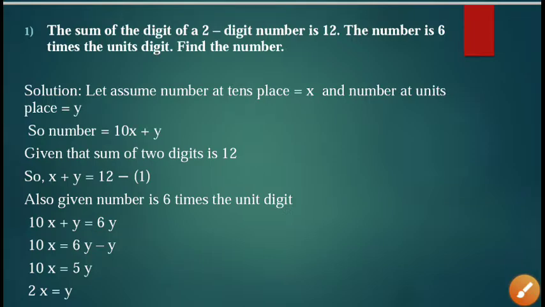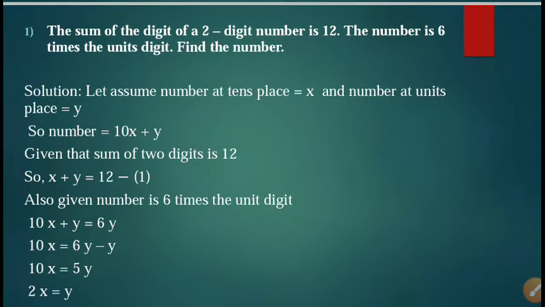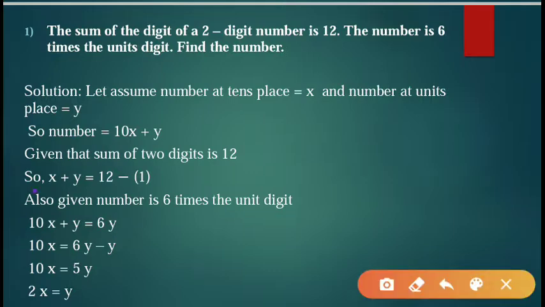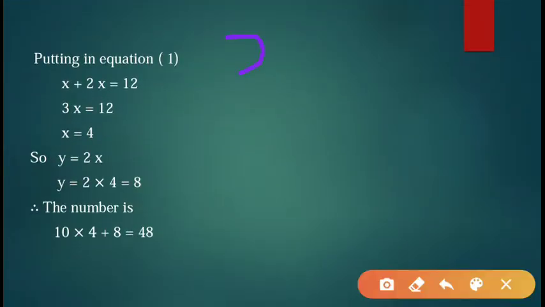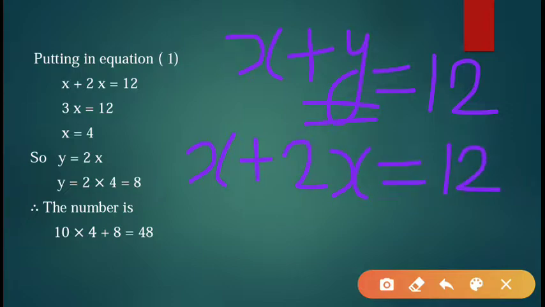Now you can substitute the value of y from here in equation number 1. Your equation number 1 is x plus y is equal to 12 and here y is equal to 2x. So you can put the value of y in equation number 1. So let's put the value. What was your equation number 1? Your equation number 1 was x plus y is equal to 12. Okay, so when you put 2x in the place of y, we are putting the value of y is equal to 2x. So in the place of y we are putting 2x. So this will give you 3x is equal to 12.